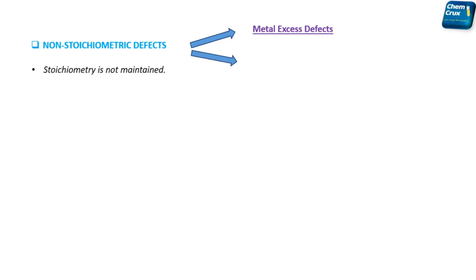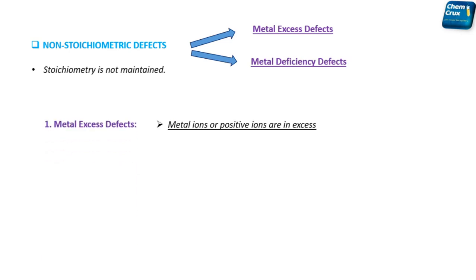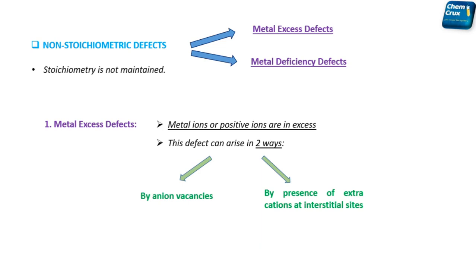So the second type of point defect is non-stoichiometric defects. Now in non-stoichiometric defects, the stoichiometry is not maintained. So non-stoichiometric defects are of two types. One is metal excess defects and the other is metal deficiency defects. So first we will study about metal excess defects. In metal excess defects, metal ions or positive ions are in excess, and this defect can arise in two ways, that is either by anion vacancies or by presence of extra cations at interstitial sites.